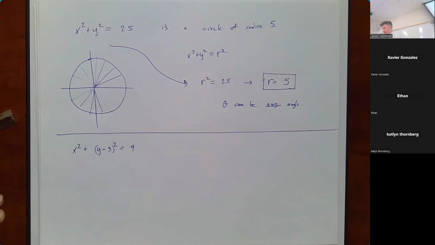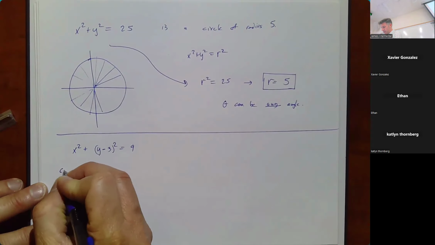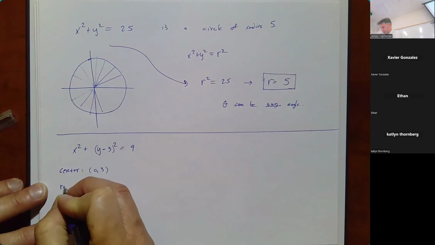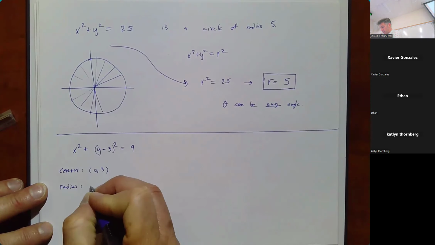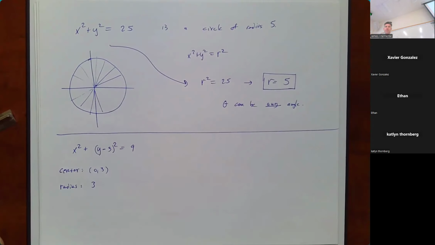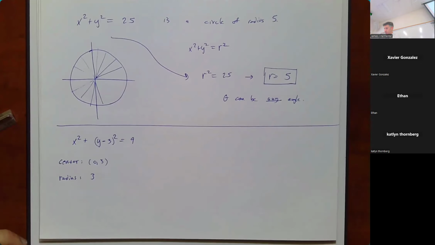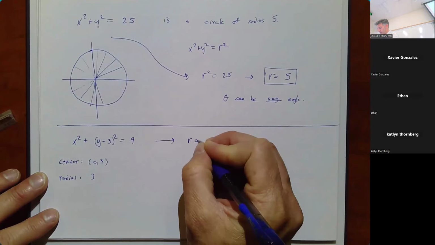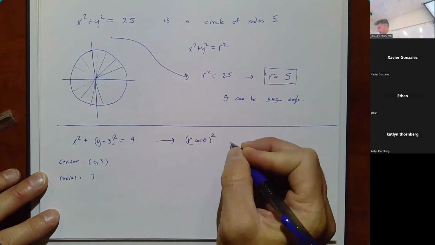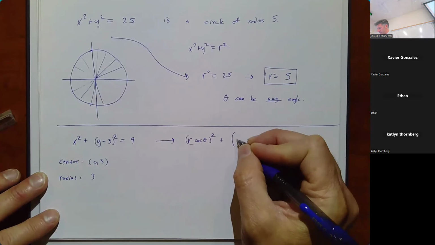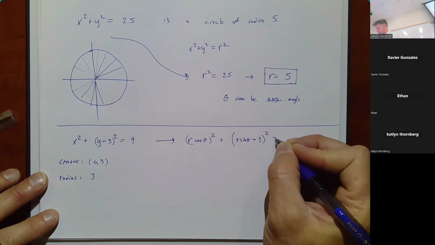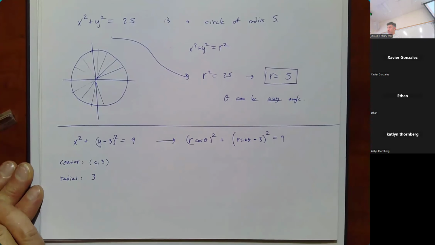Which I will certainly point out is a circle. The center of that circle is the point (0, 3), and the radius of this circle is the square root of 9, which is 3. Well, let's change it all to being in terms of sines and cosines. So we're going to rewrite this as (r cosine theta) squared plus (r sine theta minus 3) squared equal to 9. Now we're going to simplify.